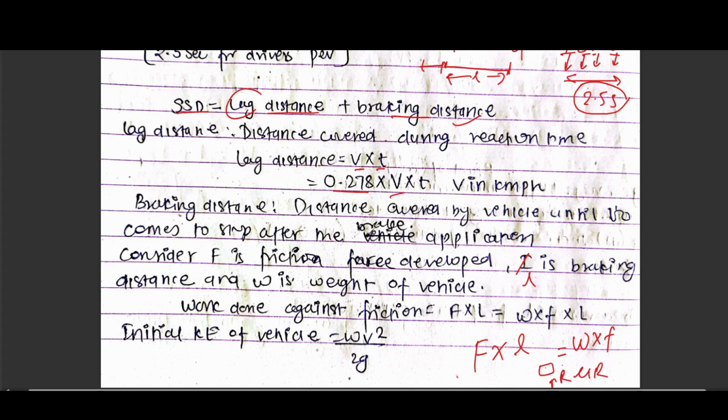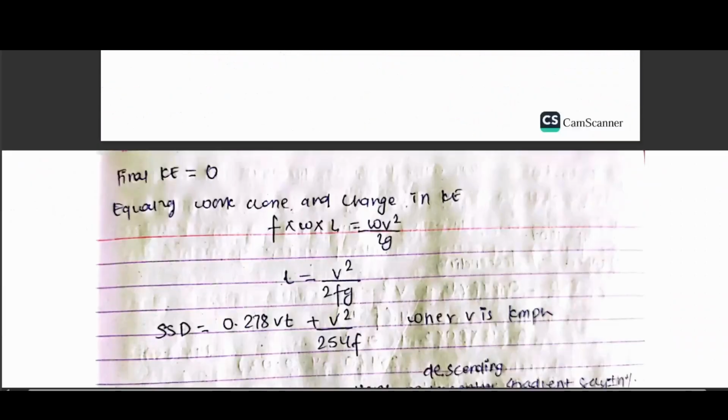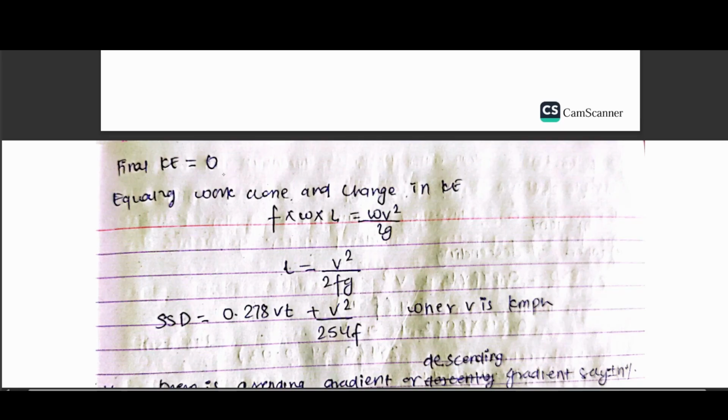And the initial kinetic energy of the vehicle: what will be the kinetic energy? mv square by 2. That is W by g, v square divided by 2. It is the initial kinetic energy of the vehicle. And the final kinetic energy will be 0, because I apply the brake, and after application of the brake the kinetic energy of the vehicle will be 0. So we know that work done equals the change in kinetic energy. So f into W into L equals W v square by 2g. So L equals v square by 2fg.